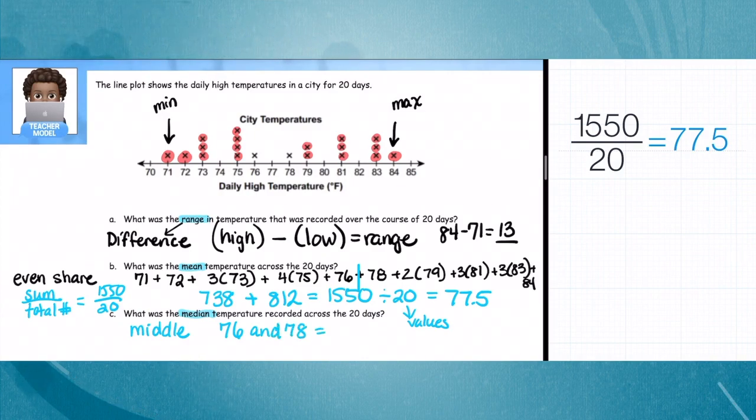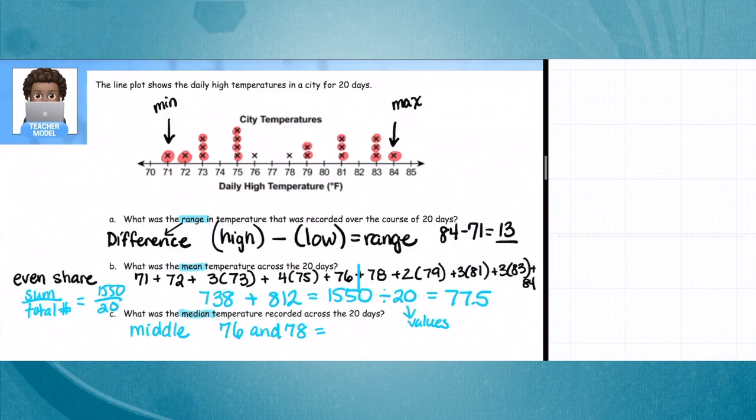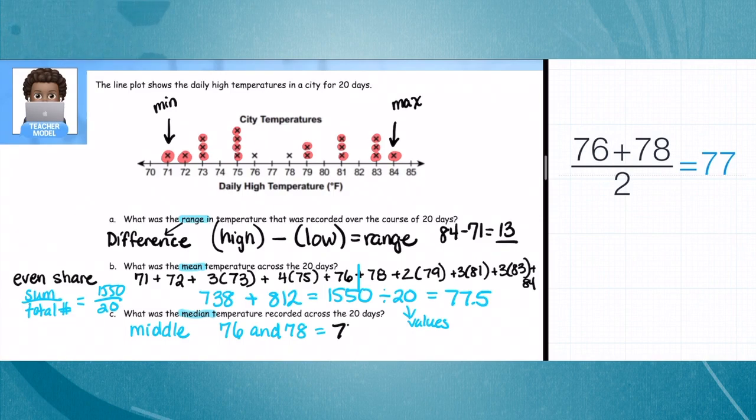So I need to find the average of those 2 numbers. What number is between 76 and 78? Try and think. Now, it is easy. This is a duh statement for some of us. Like, oh yeah, I know what the number is going to be. But let's say you didn't know what number was in the middle. All you would do is you would add those 2 numbers together and divide by 2, and you would also get 77. Because there are 2 middle numbers, we're going to find the average.